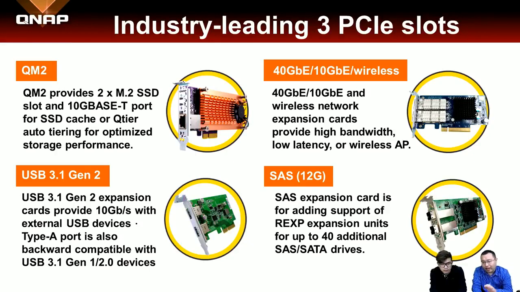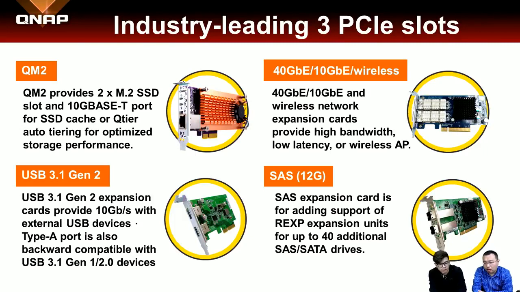Okay. So with the QM2 card installed with SSDs, you can actually quickly set up the SSD cache or the QNAP Qtier auto tiering support to enhance the overall system performance. So basically, if we install the QM2 card, we will have 3 10G base T ports, right? Yes. Yeah. If you install that model.